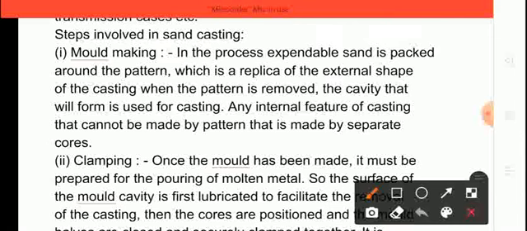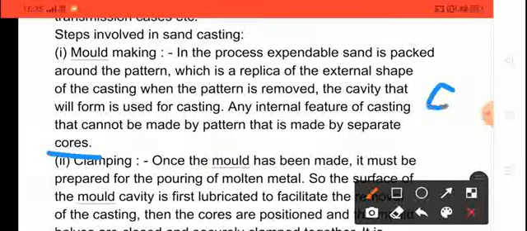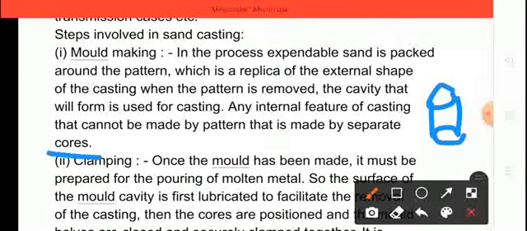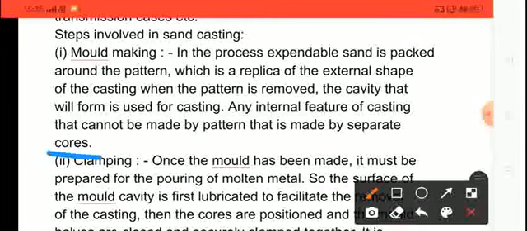Any internal feature of the casting that cannot be made by the pattern is made by separate cores. If there are some internal shapes which are unable to be made by the pattern, then we have to use internal cores. These cores are used to make those internal shapes which cannot be made by the patterns.